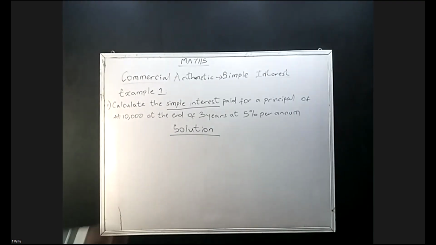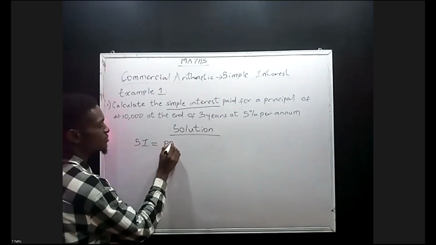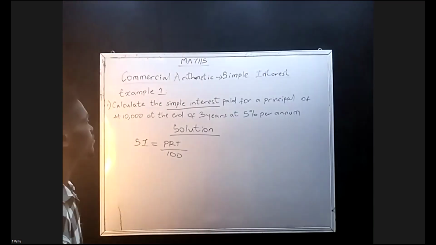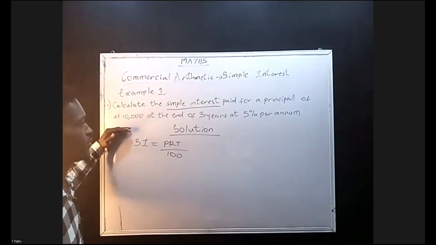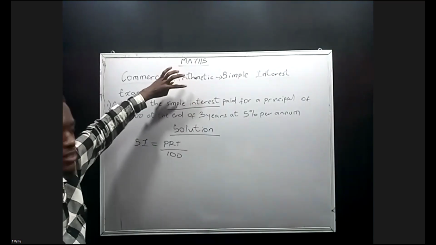Now we said to calculate our simple interest, there's a formula. You have to know the formula already. The formula is PRT over 100. The first thing to do is look at your question and check what you are given. In this question, they say we should calculate the simple interest. That's the first thing: what we are calculating is the simple interest.